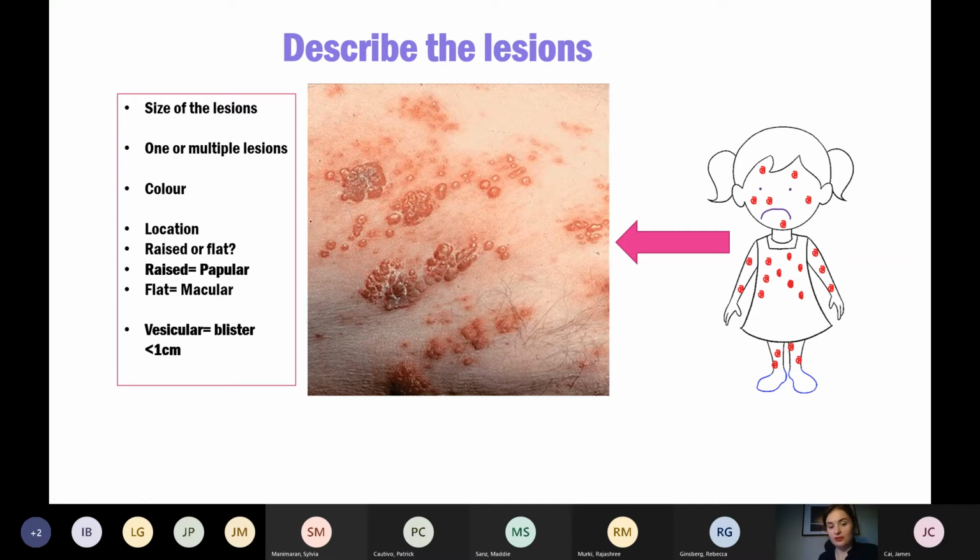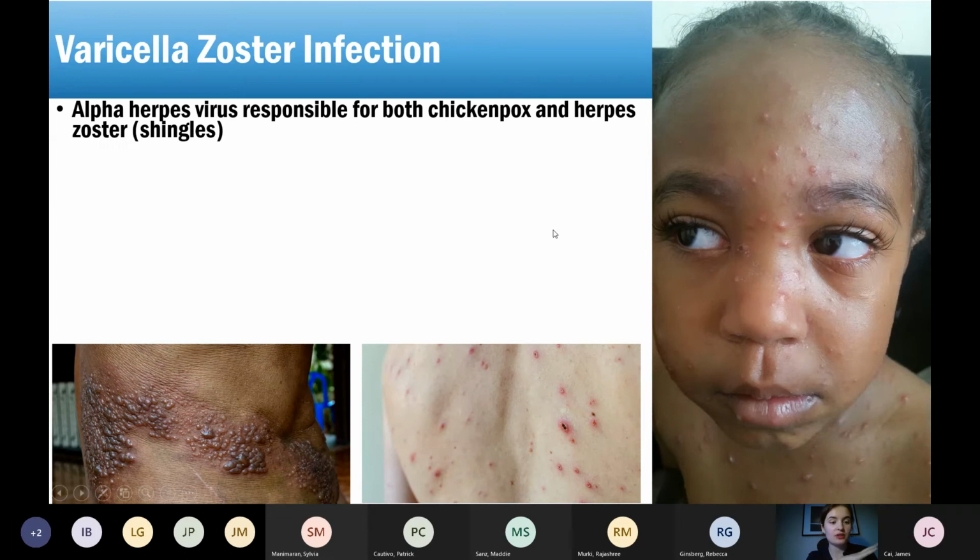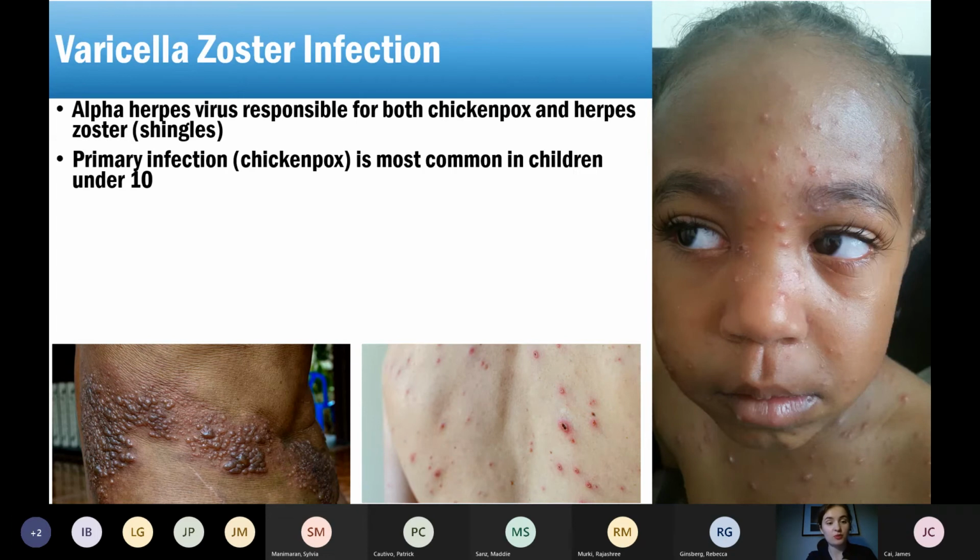So you've got a child who comes in sick. Yeah, chickenpox. Brilliant. I was sort of hinting at Chicken Run, really, with Babs and Fowler, but maybe I'm just a bit obsessed. So yeah, this is varicella zoster infection. Varicella zoster is an alpha herpes virus that is responsible for both chickenpox and shingles.